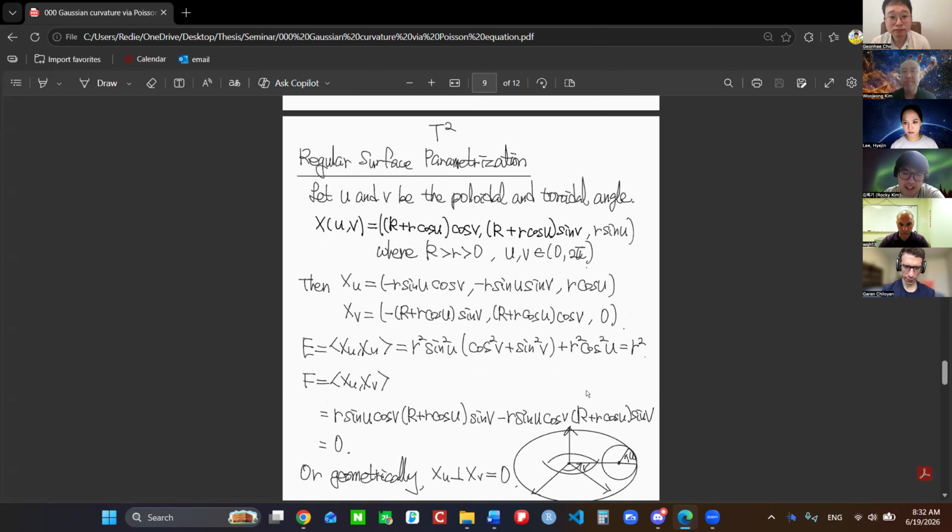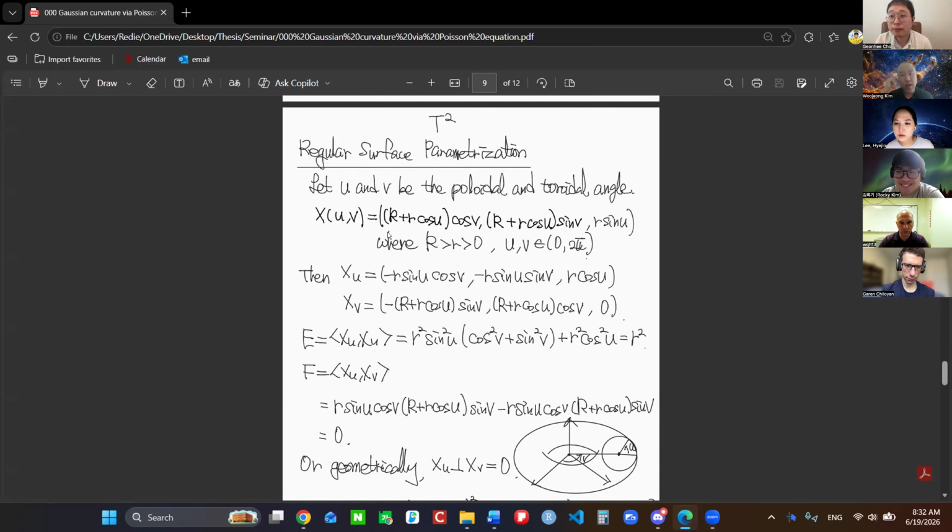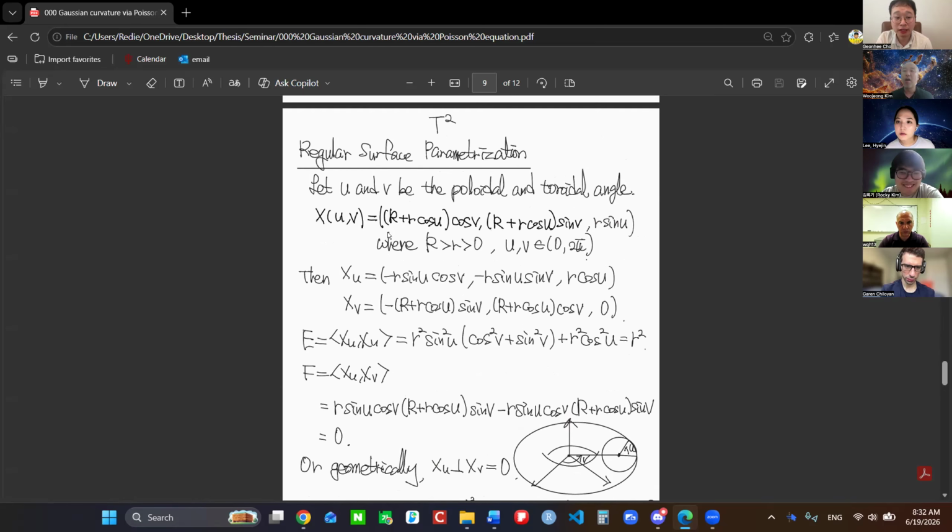So the second example is the flat torus. With the parameterization, this is not the flat torus. You shouldn't call it that. Those are two very different objects. Oh, I'm sorry, I didn't know that. Okay.